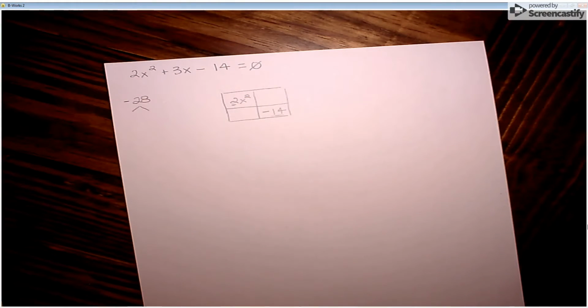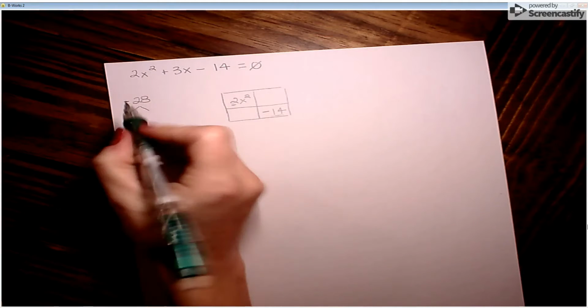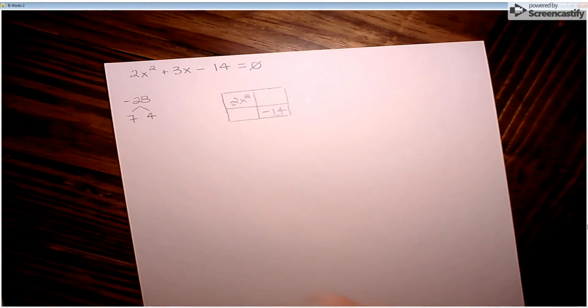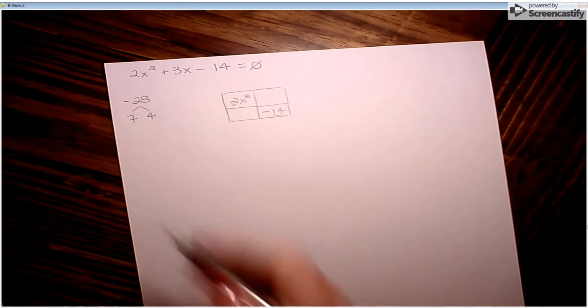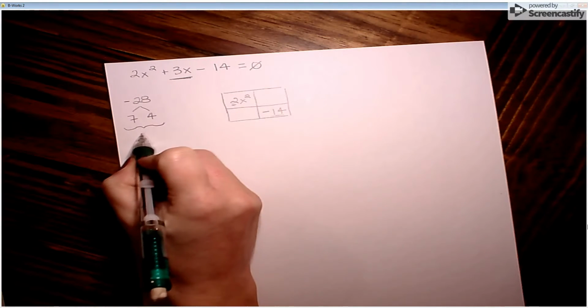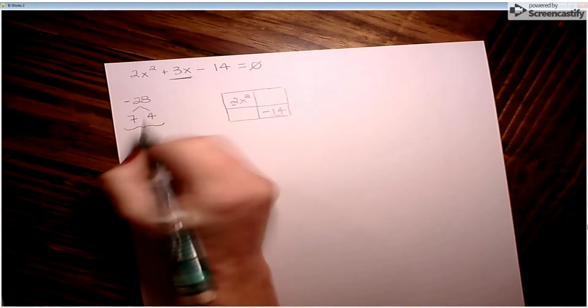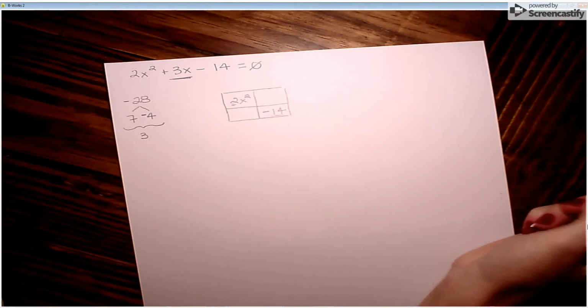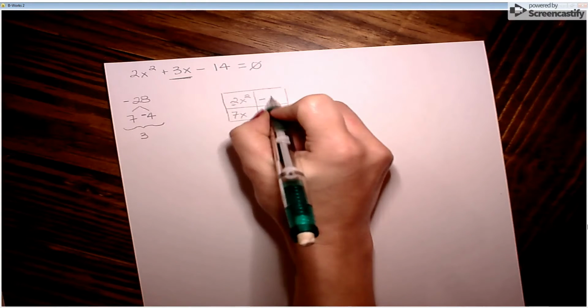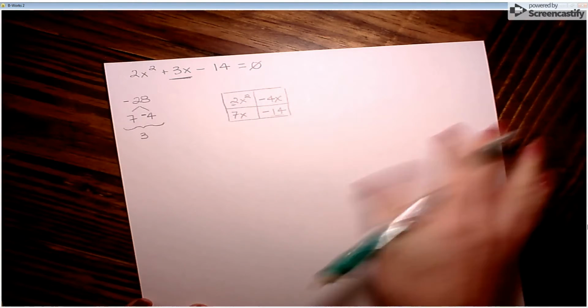Well, 2 and 14 are not going to work. They're way too far apart. It will not combine to make 3. So the next one that comes to mind is 7 and 4. Well, 7 times 4 gives me 28. I need negative 28, but these need to combine together to get me this middle term. So they need to add to make positive 3. So the smaller number needs to be negative. So the 4 needs to be negative. So I'm going to put 7x and negative 4x into those empty corner boxes.